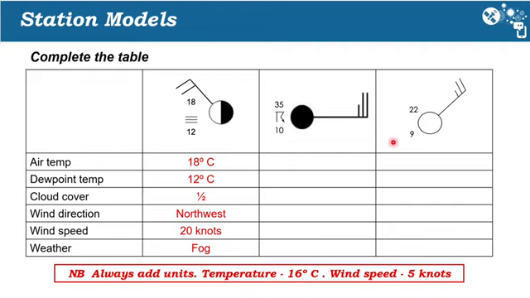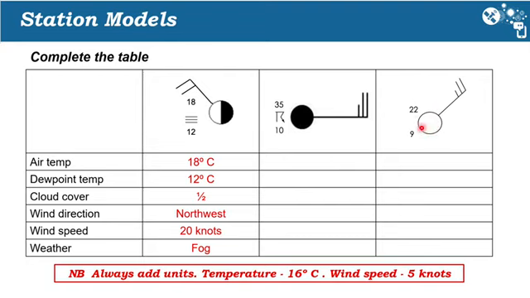Let's do this one together. Air temperature, 22, don't forget, degrees Celsius. Dew point temperature, 9 degrees Celsius. Cloud cover, clear sky, 0/8.